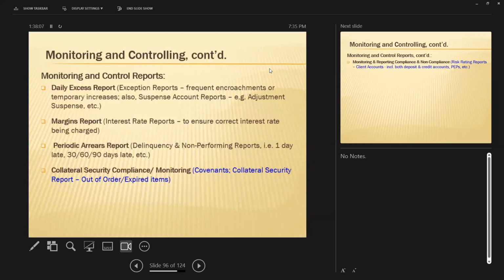Okay, because remember, that type of monitoring and controlling credit risk has a secondary responsibility to check, because if those covenants or collateral security are out, it presents a credit risk to the bank. So a true credit risk department, or credit risk manager, will be looking at that.